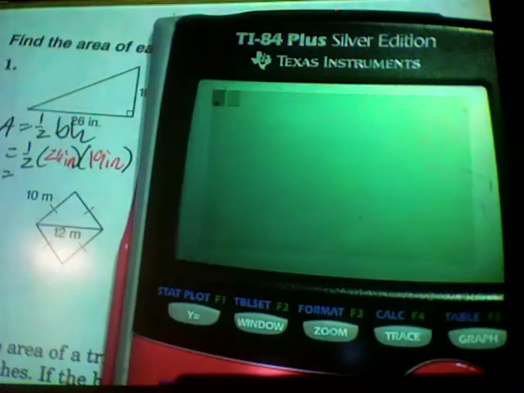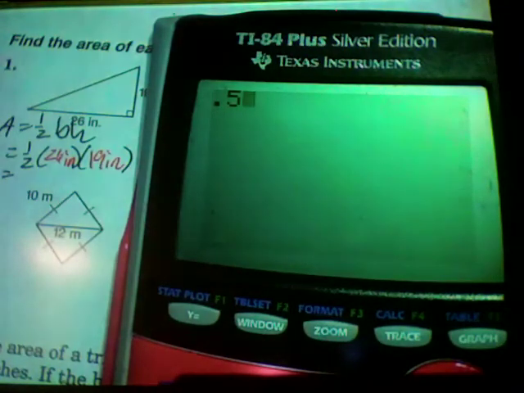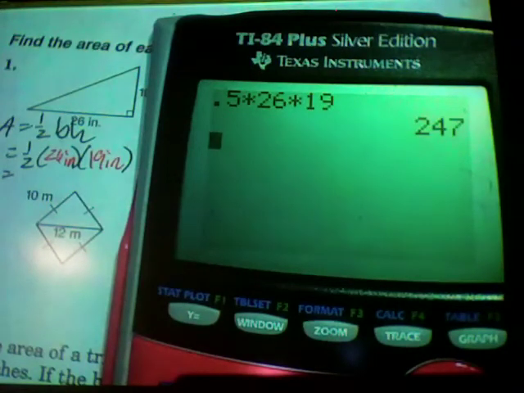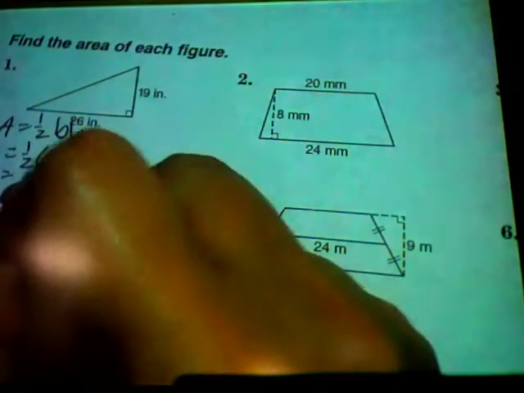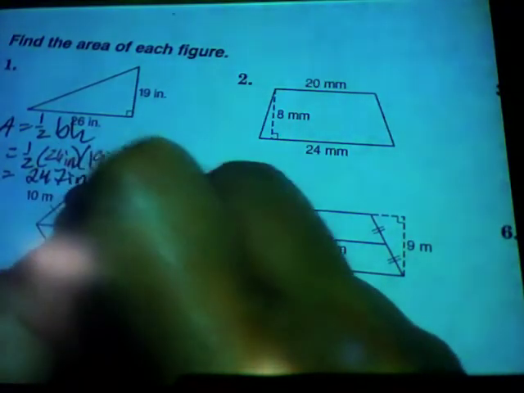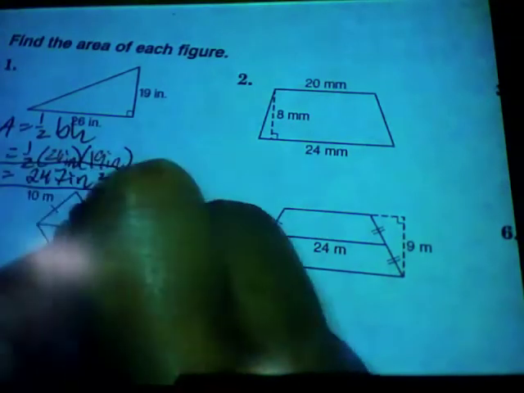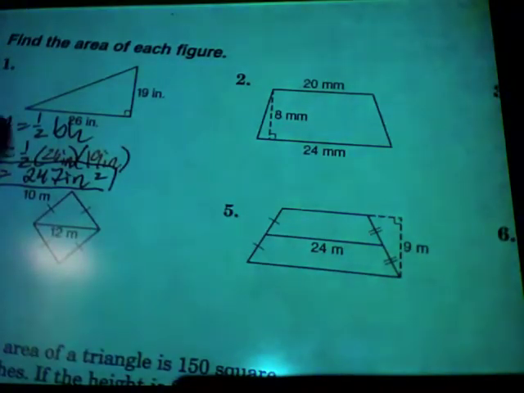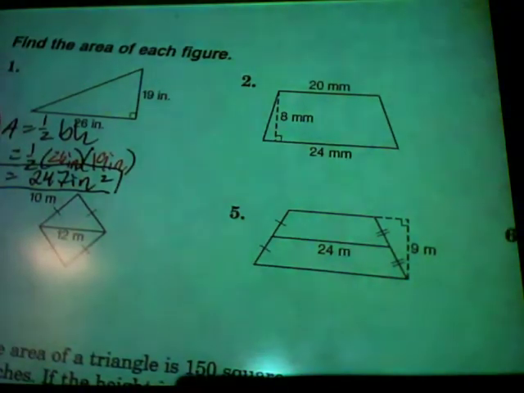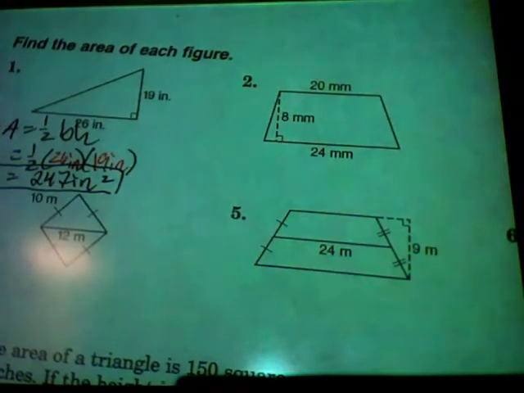For 1/2, you can put a 0.5. If I were you, that's what I would put in. And then times 26 times 19. So I get 247 what? So 247 inches squared. Do not skip this part. If you skip that part, I'm going to start marking you wrong. Get in that habit. Because we're going to get into some tougher stuff with volume and surface area, and you've got to be in that habit of writing those formulas.